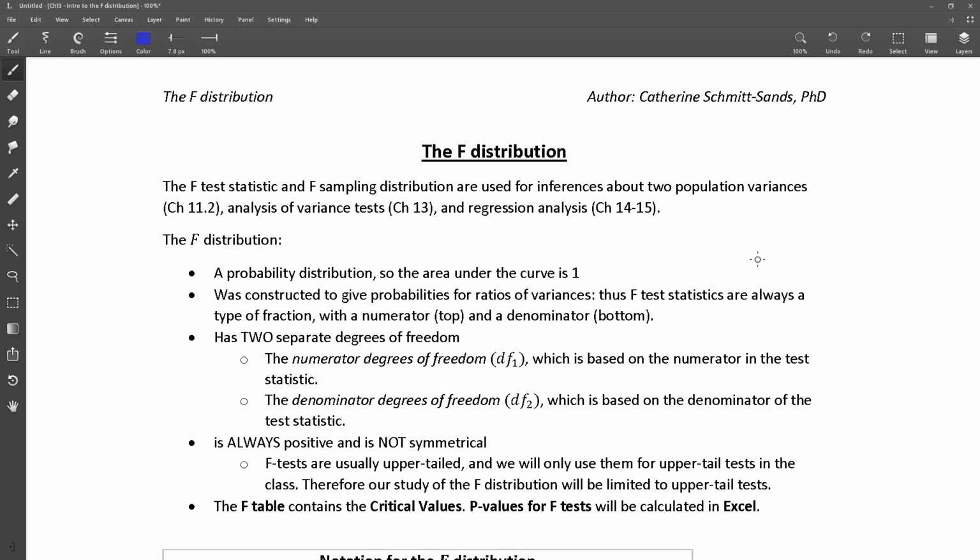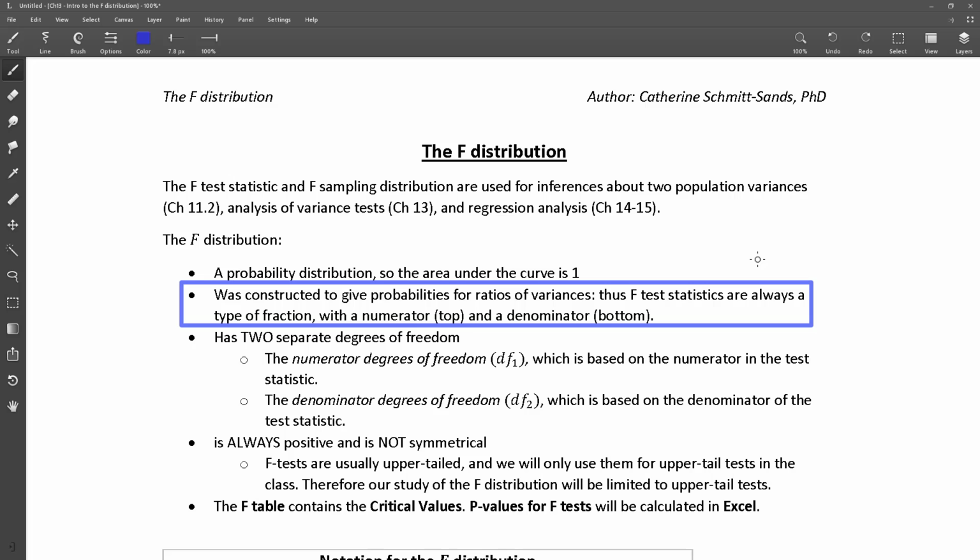So this video introduces the F distribution to the extent that it needs to be introduced in order for us to use it. The F distribution is a probability distribution, so the area under the curve is 1. It was constructed to give probabilities for ratios of variances. So a ratio is one number versus another number.